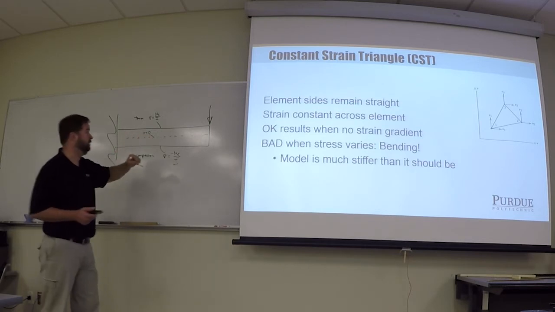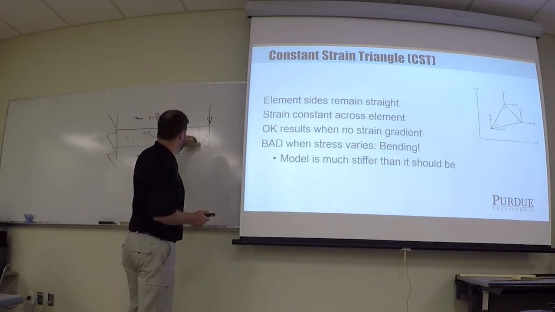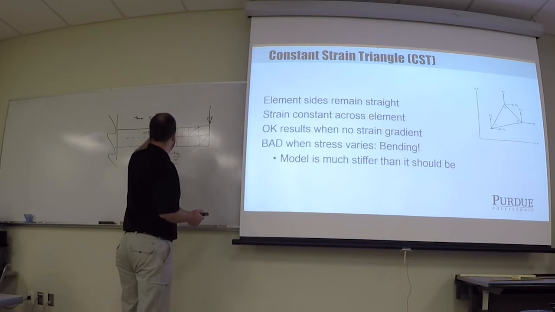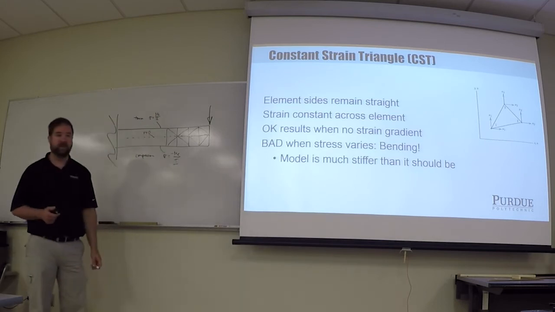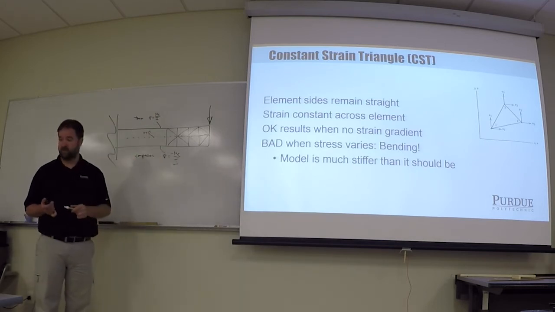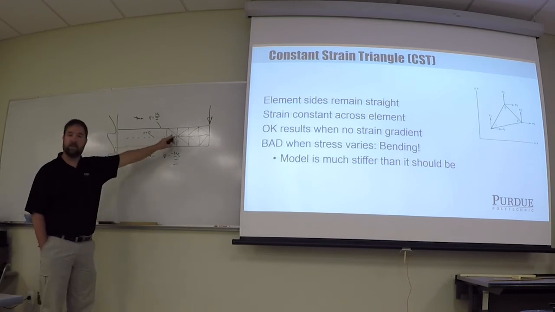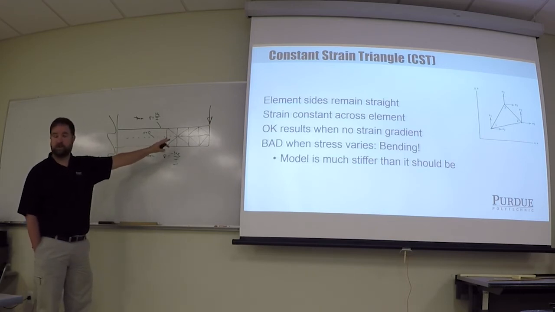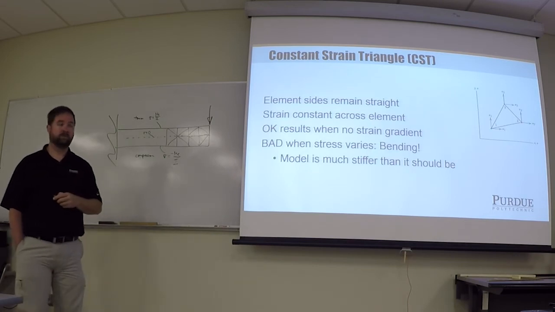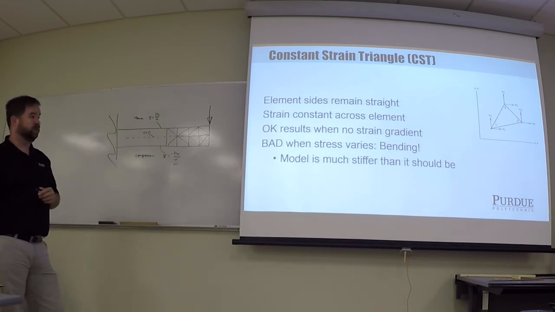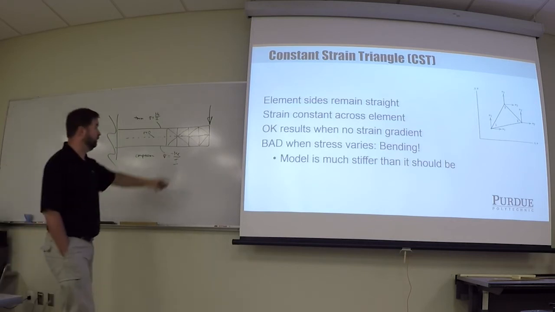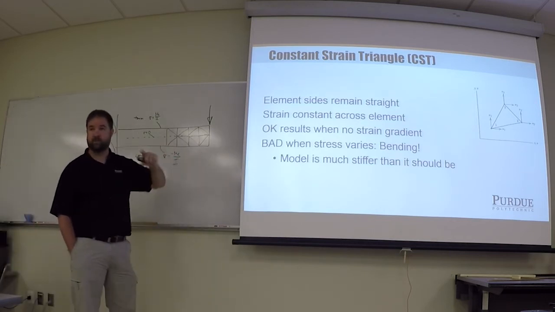So if I broke this beam up into lots and lots of little triangles and used a CST formulation, I'm going to get some bad results because the CST triangle doesn't do a real good job of bending. I'm going to get better results the smaller I make my triangles, but it's not going to be as good as it could be. The result is the model is going to be stiffer than it should be. If it's stiffer than it should be, then the deflection at the end is going to be smaller than what I expected.